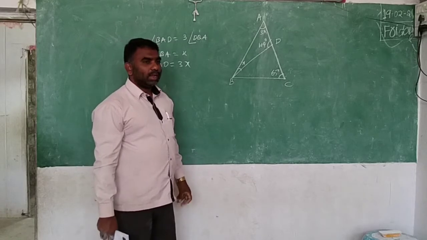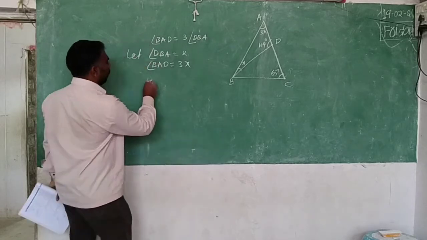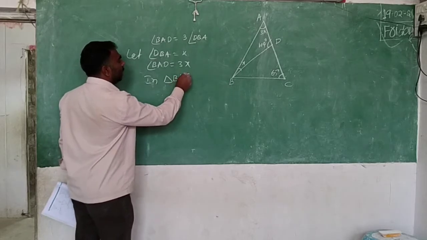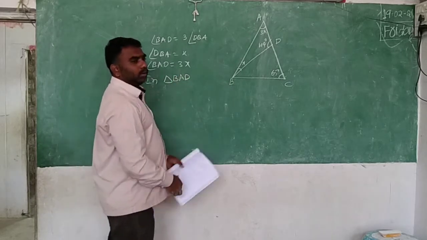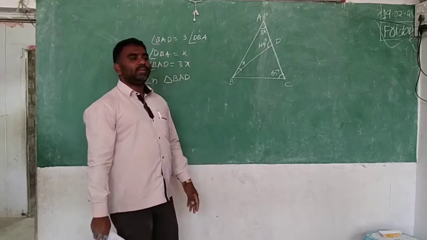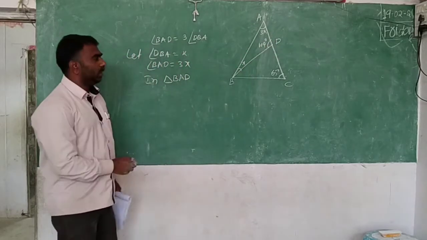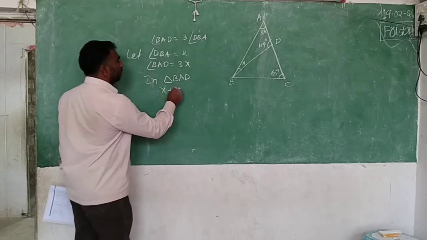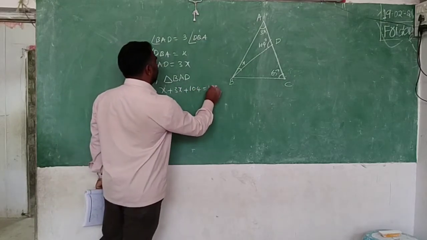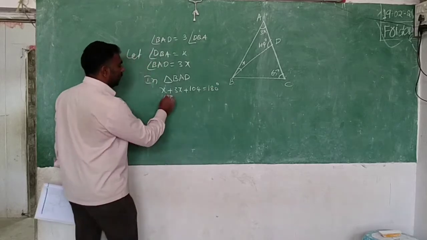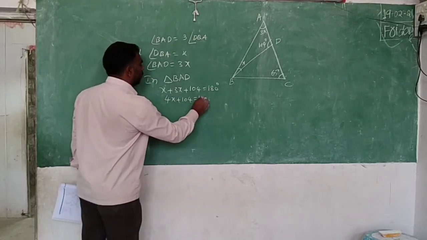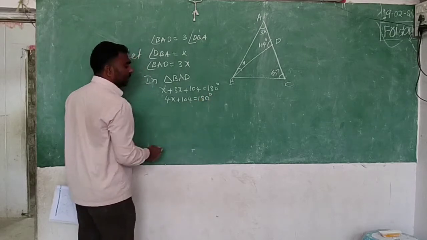You can use the triangle now. Which triangle? In triangle BAD. You know that the sum of the angles is equal to 180. So what can you say? x plus 3x plus 104 is equal to 180. 4x plus 104 is equal to 180.